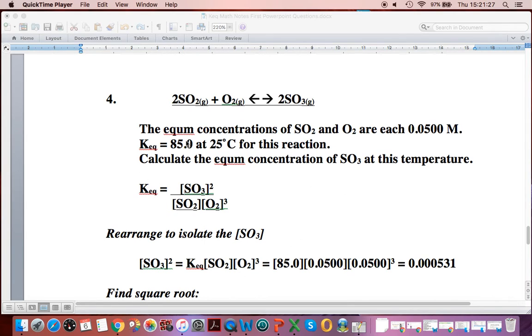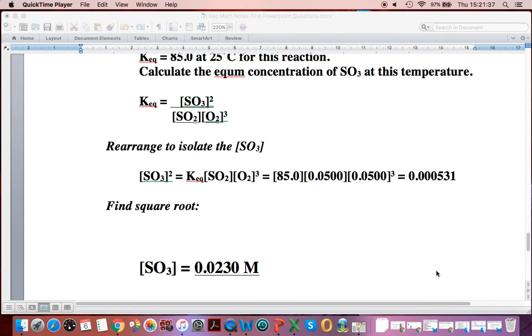Then we're ready to substitute. Here's the 85.0, and here's the 0.050, and here's the 0.0500 cubed. We get this tiny number, and then we square root it. And then we get our 0.0230 big M. So I got 4 examples right in this video. Didn't take long because these questions are easy. As we go along, the questions will become more difficult.